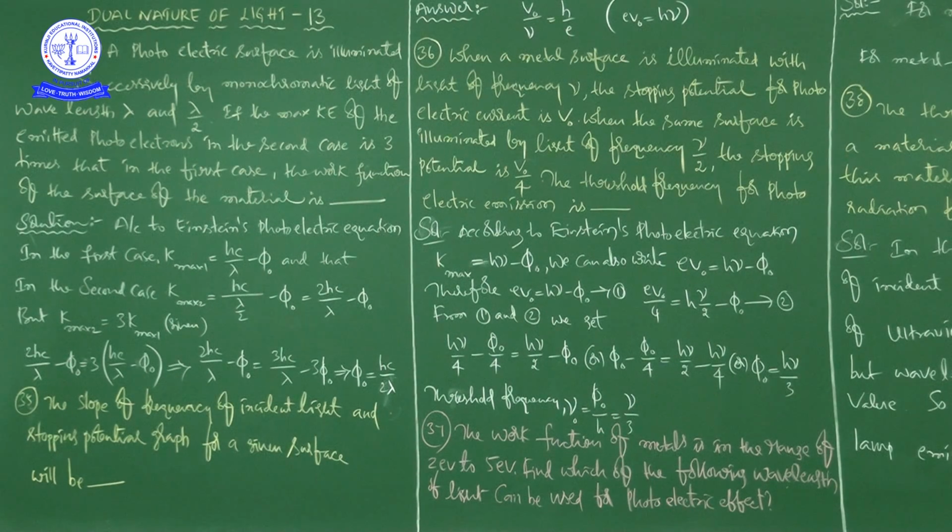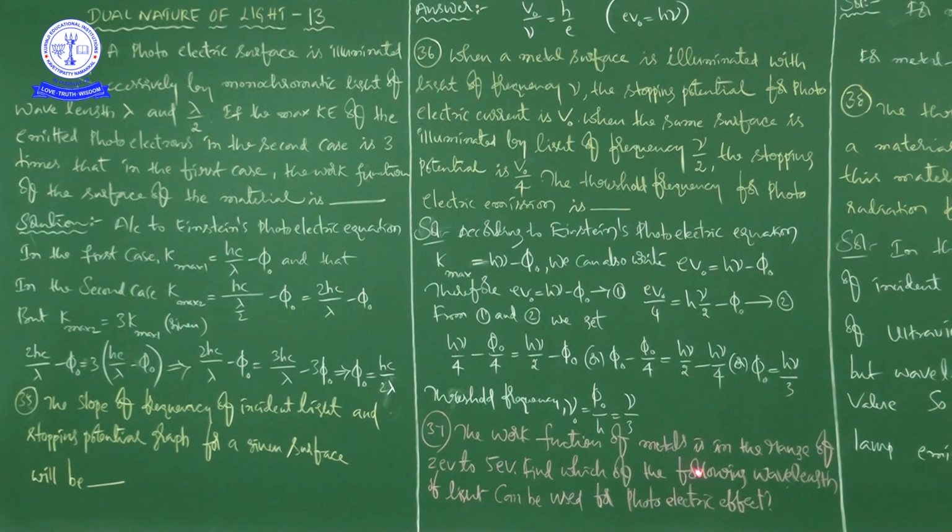Here we have to know the definition of threshold wavelength. It is the maximum wavelength of incident light which is required for the emission of photoelectrons from a metallic surface, and this is simply termed the threshold wavelength. So in this question he is asking us to determine the threshold wavelength.